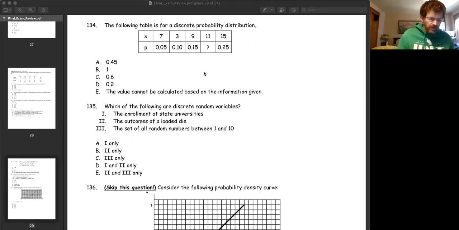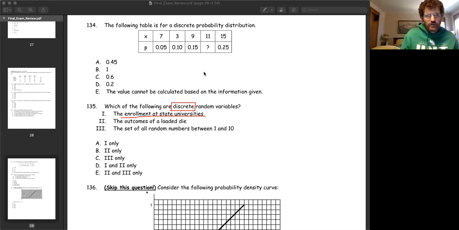Remember, discrete means that it can only take on specific values. Continuous means it can take on any value in the range. But discrete can only take on specific values. So if you're talking about enrollment at a state university, that is discrete. You can only have a positive integer there, what we call a natural number, if you guys have heard that before. You can only have 1, 2, 3, 4, just integer values for this.